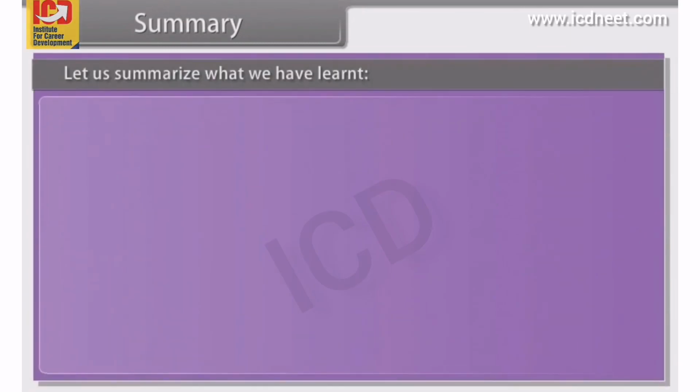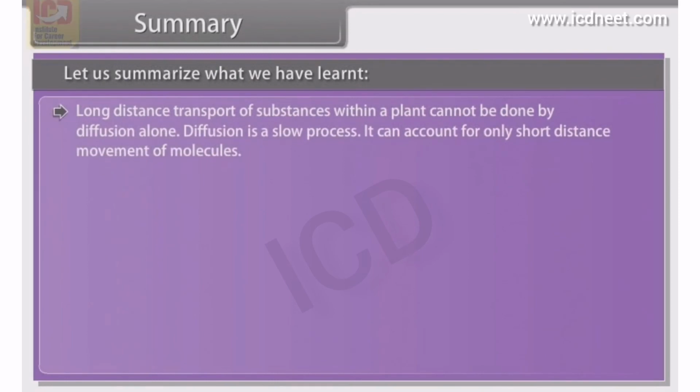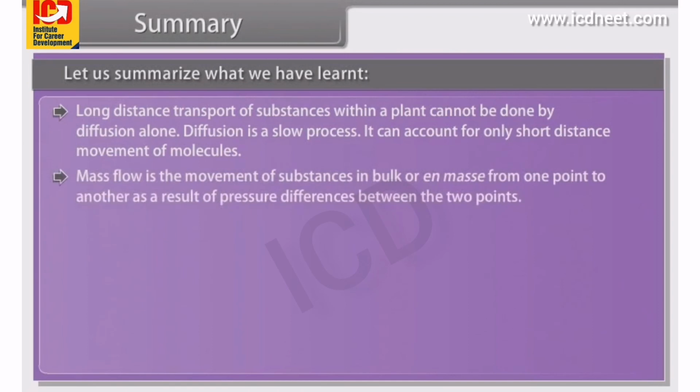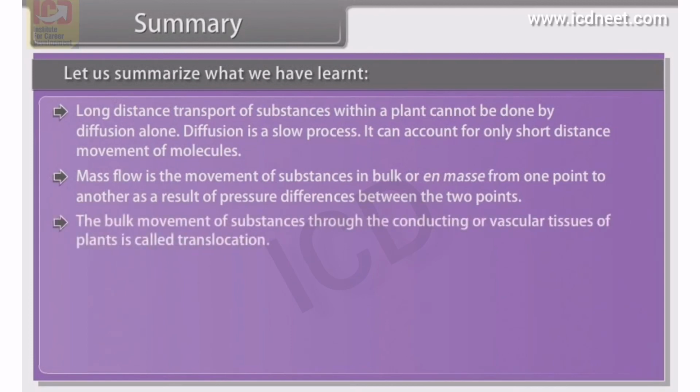Summary. Let us summarize what we have learned. Long-distance transport of substances within a plant cannot be done by diffusion alone. Diffusion is a slow process. Mass flow is the movement of substances in bulk or en masse from one point to another as a result of pressure differences between the 2 points. The bulk movement of substances through the conducting or vascular tissues of plants is called translocation.